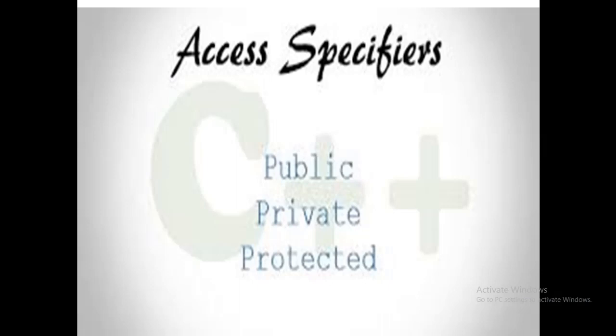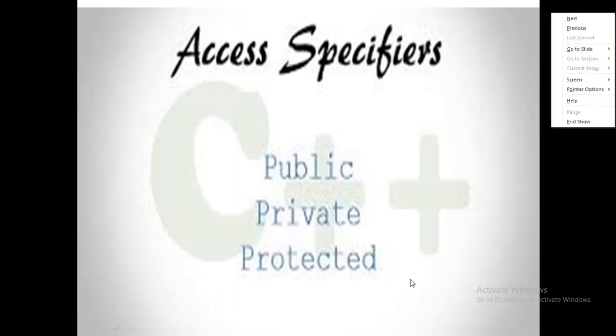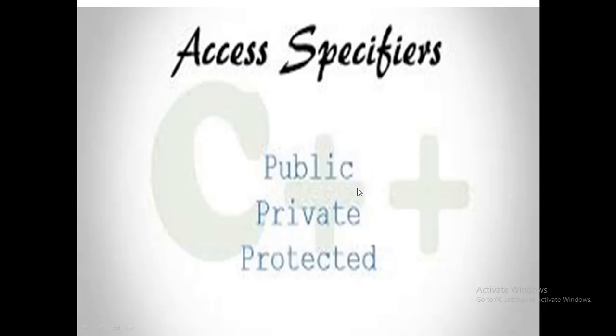Next part of our today's lecture is access specifiers. As we have discussed many times, there are 3 access specifiers, we also call them access modifiers. The first one is public, then private, and then protected.